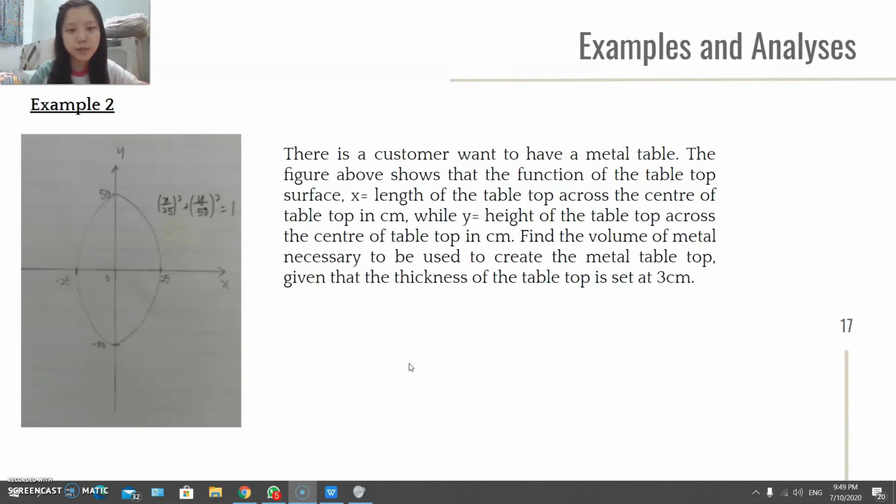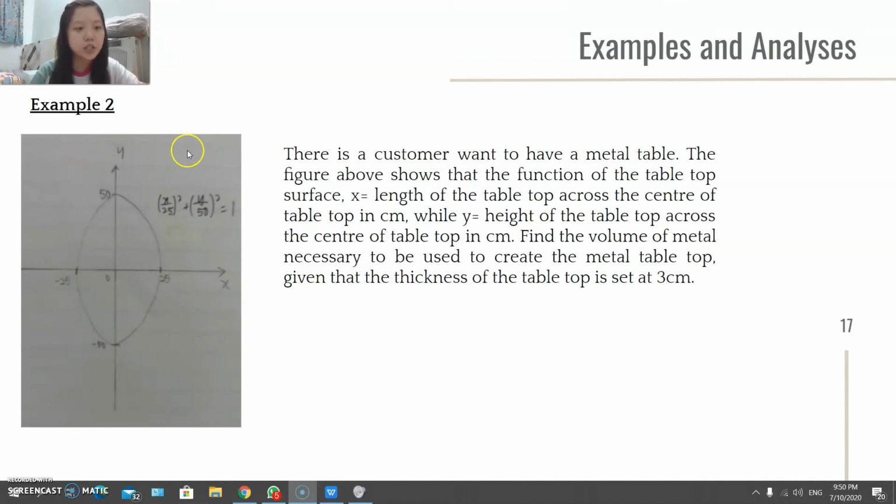So for this example, there is a customer who wants to have a metal table. In this figure, x shows the length of the tabletop and y is the height of the tabletop in cm. So find the volume of the metal necessary to create the metal tabletop, given that the thickness of the tabletop is set at 3 cm. Okay, first we have to find the surface area of the tabletop and then we can determine the volume. To find the surface area, we need to identify the area under the curve by integrating.